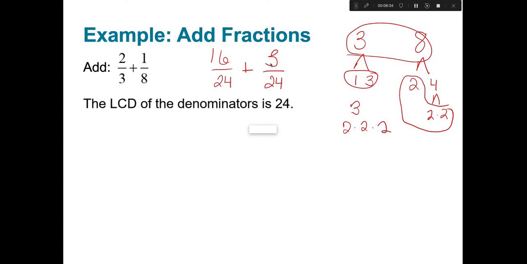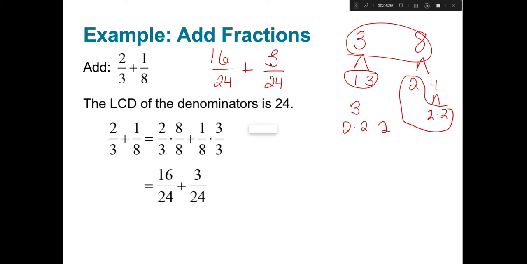So is 19/24ths in lowest terms? Oh, I shouldn't show you that. 19/24ths. Yes, it is in lowest terms, simplest form.